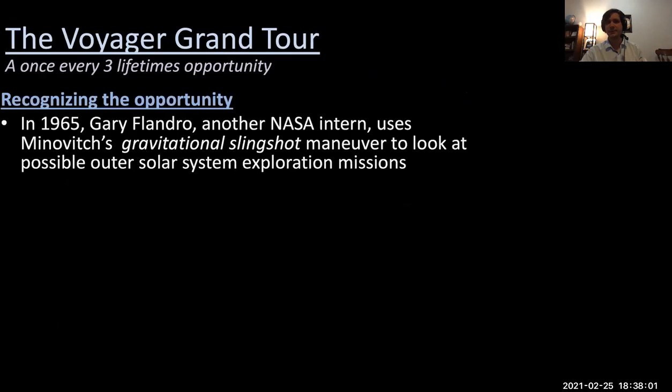Really, thank you to Gary Flandro, another NASA intern who was a spaceflight engineer, a spacecraft engineer. As a NASA intern, he really liked the Minovich gravitational slingshot maneuver, and he started to use the same computational code on the same computers that Minovich was using, and he started to look at potential ways to go out and explore the solar system. Just like, hey, it would be a fun project. What are ways we could use this gravitational slingshot to go out and explore the solar system?